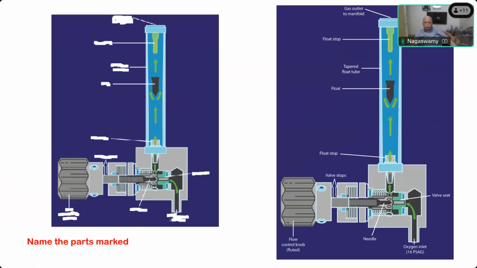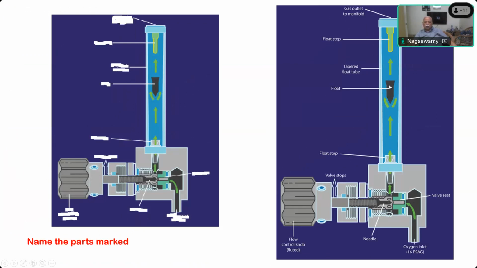Then there is a valve stop here. You cannot move the valve beyond this point, so this is called the valve stop. This is a needle valve which fluids open. This is the inlet, the oxygen inlet from the cylinder. This is what is called the valve seat, and the gases flow through this. This is called the flow stop, where the float will not be able to move beyond this.